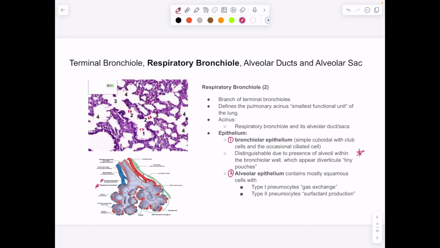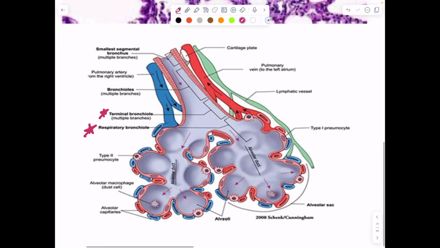All right, so respiratory bronchioles are this section right here. We've pretty much already said it, but the epithelium of a respiratory bronchiole is going to be made up of, right on this side we have bronchiolar epithelium, and then on this side we have alveolar epithelium, which is going to be squamous cells with type 1 pneumocytes, which do gas exchange, and then type 2 pneumocytes, which are going to do surfactant production, right? And so if we look here, we can see we have our terminal bronchiole. This is all bronchiolar epithelium. Then we get to our respiratory bronchiole.